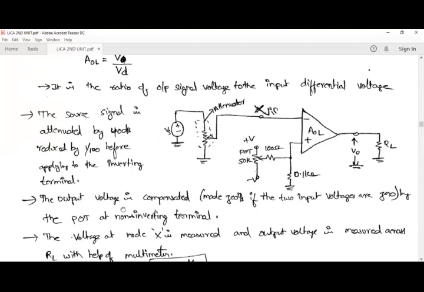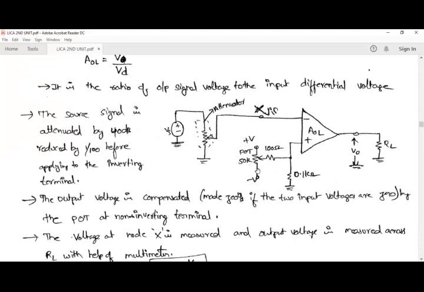So the output voltage is compensated. This is the compensated circuit. That means we are making the output voltage zero when the two input terminals are grounded by giving a small amount of input voltage.